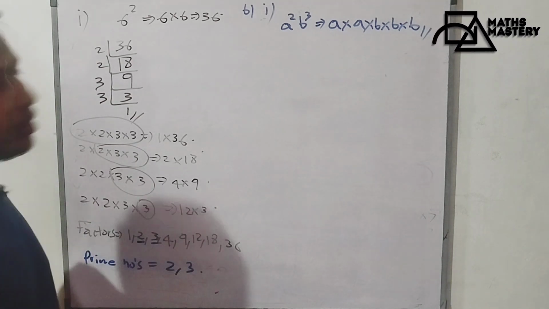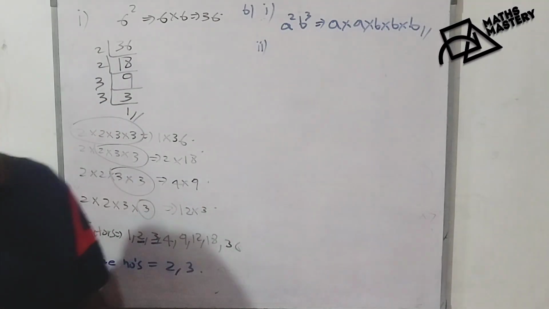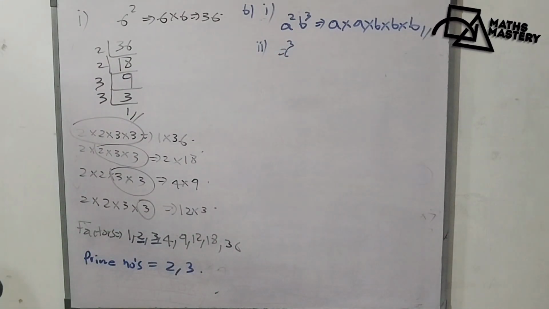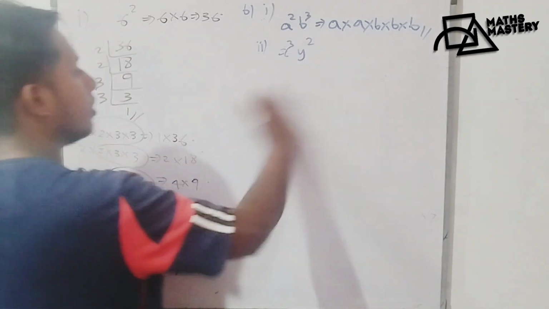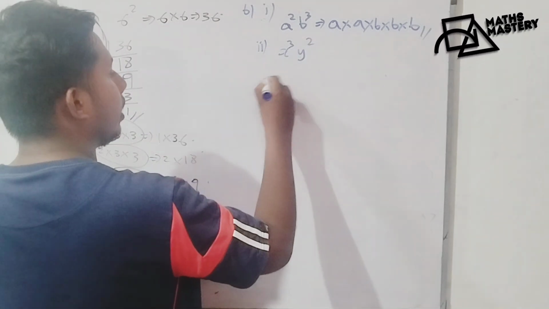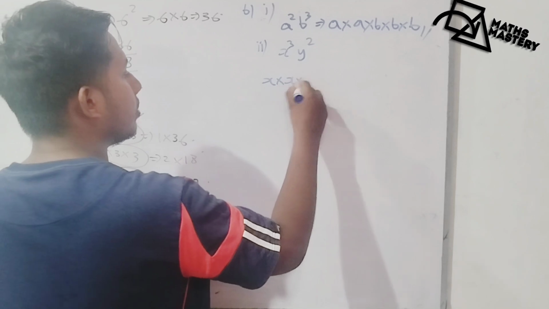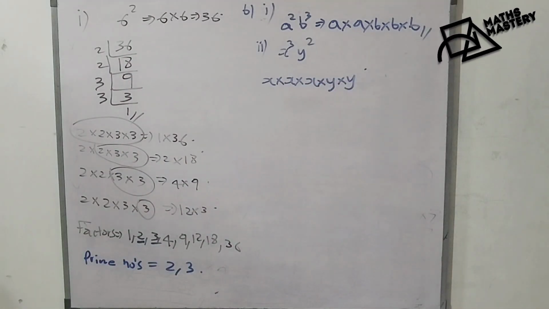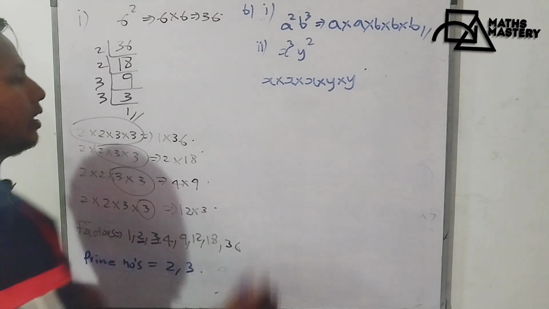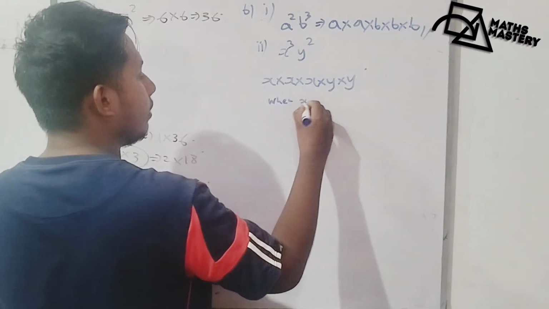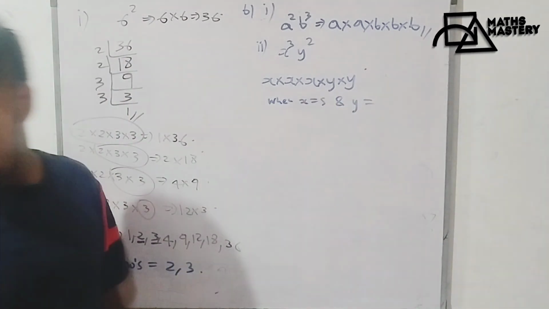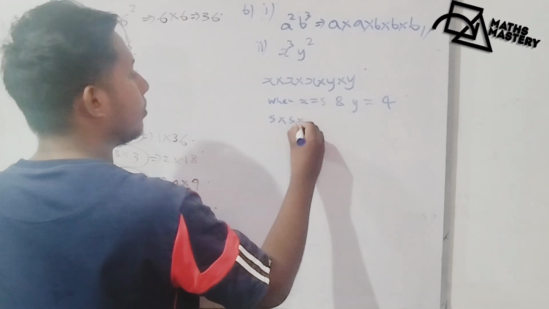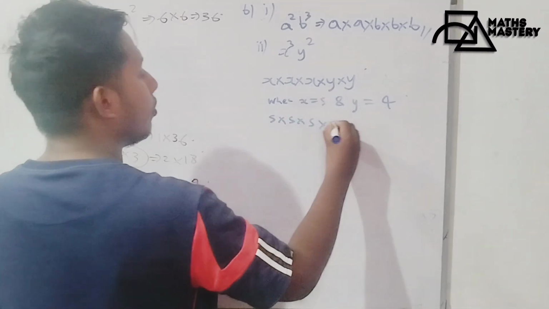Roman number 2, evaluate x to the power 3 y to the power 2. Now how are you going to do this? First, what you are going to do? Expand this. How many x's are there? 3. X times x times x. How many y's are there? Y times y. And next they are telling us to evaluate when x equals 5 and y equals 4. So instead of x you are going to put 5 times 5 times 5. Instead of y you are going to put 4 times 4.